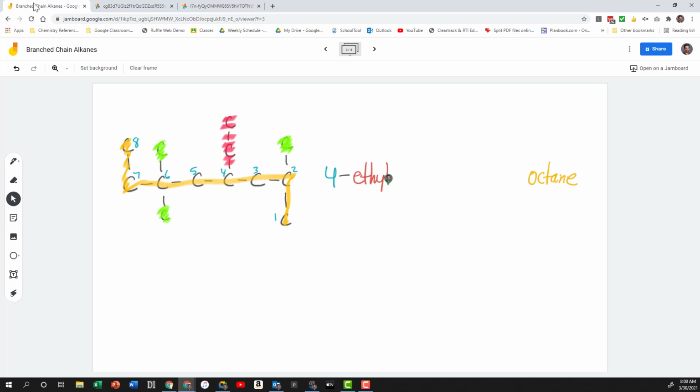And now we've got a whole bunch of methyl groups. So we're going to list those numbers off, and it's going to be 2, 6, 6. You have to say the 6 twice. 6, 6. And then it is, because there's 3 of them, trimethyl octane. So it's 4-ethyl-2,6,6-trimethyloctane.